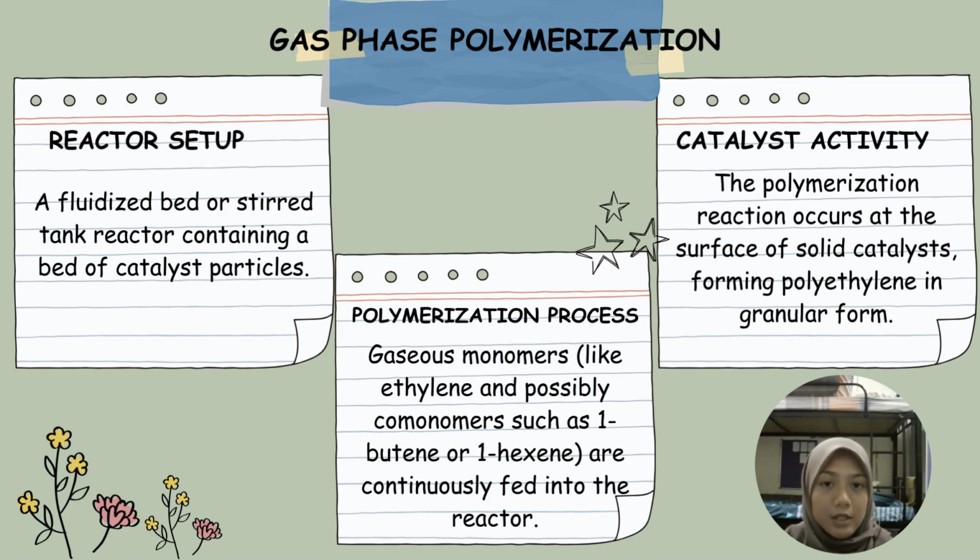Second one is polymerization process, where gaseous monomers like ethylene and possibly comonomers such as 1-butene or 1-hexene are continuously fed into the reactor. And the third one is catalyst activity. The polymerization reaction occurs at the surface of the solid catalyst, forming polyethylene in granular form.